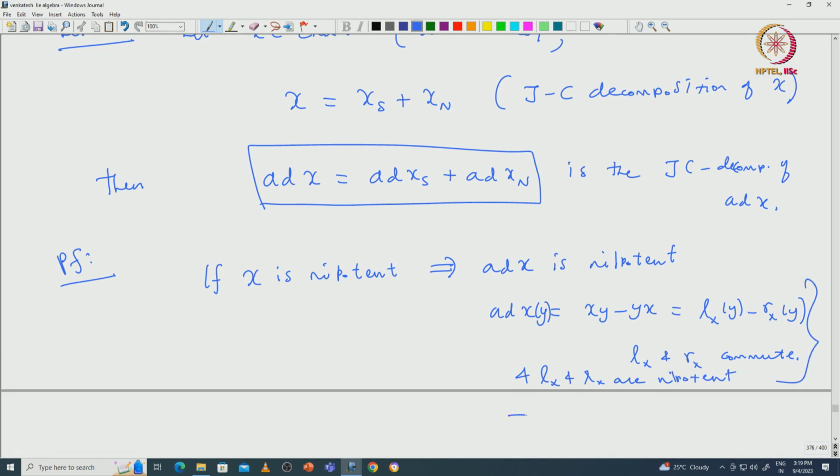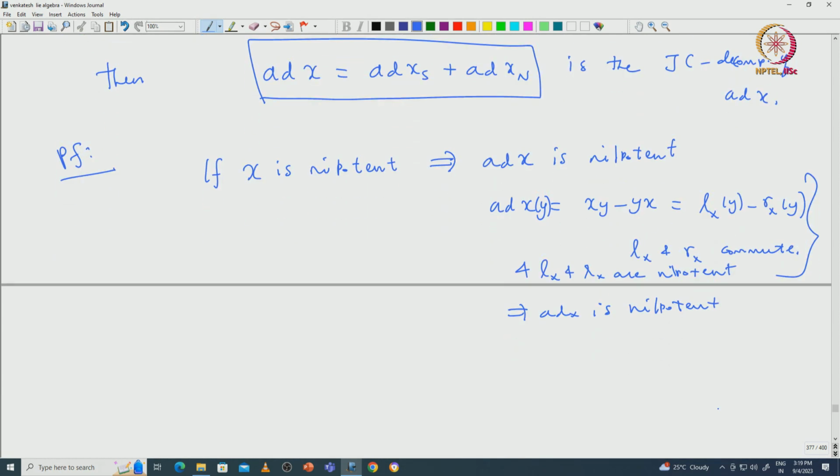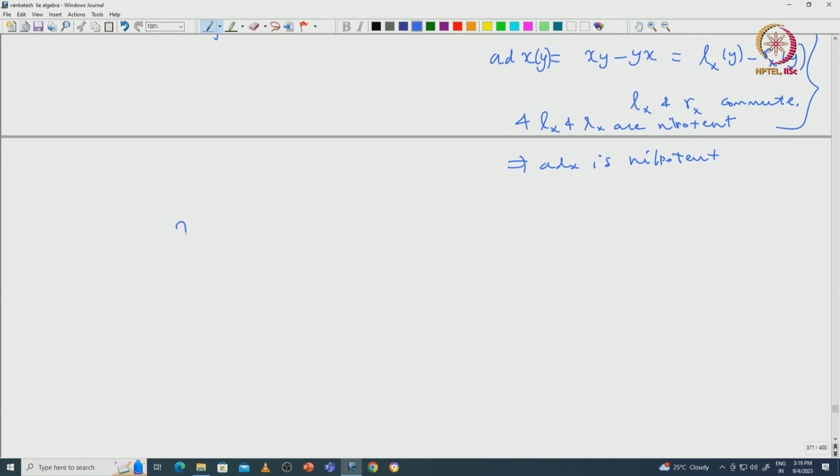So, this implies ad x is nilpotent. So, that means ad x_n is nilpotent. So, that is no worry. So, we need to check ad x_s, that it is semisimple. So, let us say we have a basis v_1, etcetera, v_n. So, this is the basis of capital V, and with respect to that, x_s looks diagonal.